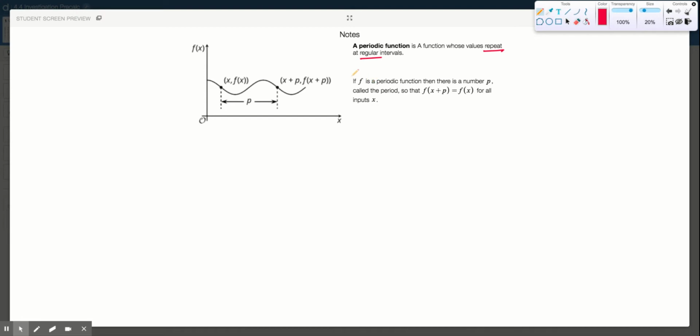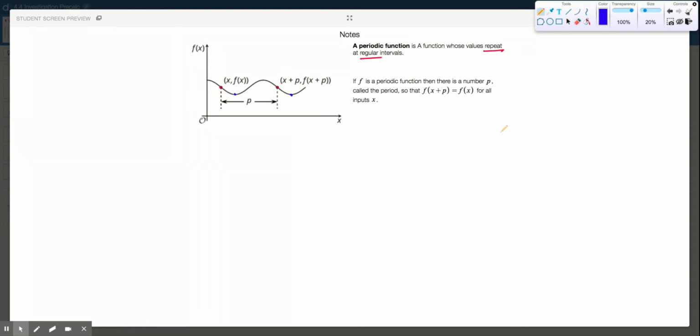In general, if you have a periodic function called f, there's a number p, called the period. That's the distance between the 2 points that repeat. The period is the same for any 2 points that repeat. You can see those 2 points labeled there are p units apart, but these 2 points here are also that same p units apart. P is called the period.